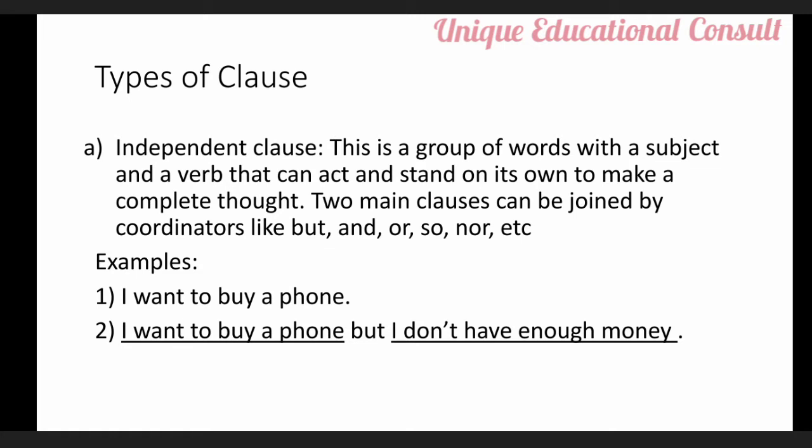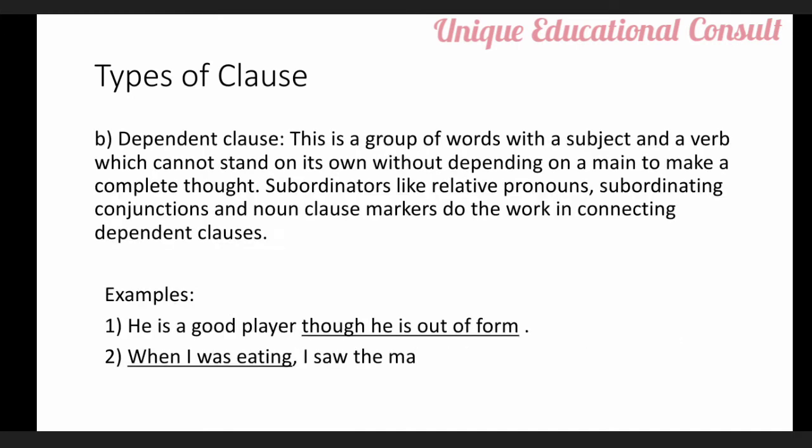You can see that's why I didn't underline it. And the second clause, which is a main clause that we have there, is I don't have enough money. You can simply say that I don't have enough money. That is a complete sentence. So the first main clause and the second main clause, we have them joined together with the coordinator but. I hope this is clear.